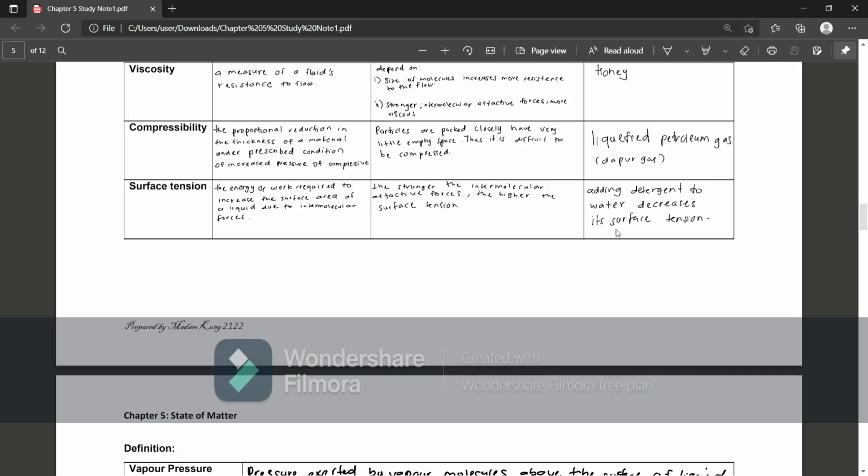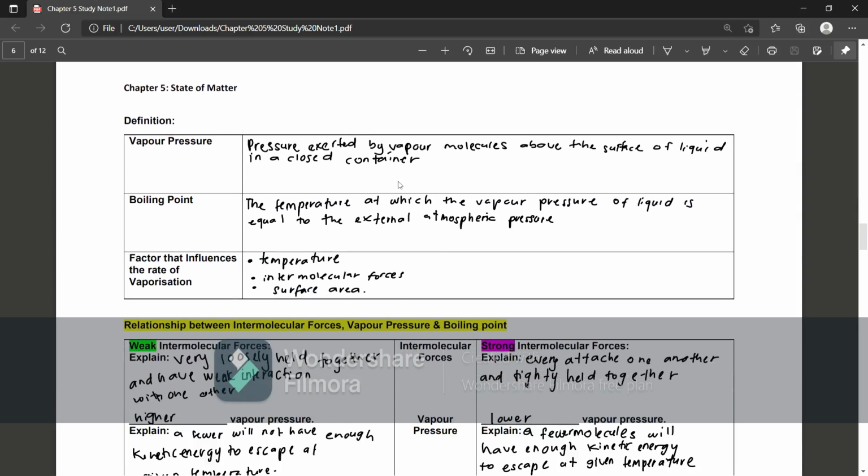Definition for vapor pressure: pressure exerted by vapor molecules above the surface of a liquid in a closed container. For boiling point: the temperature at which the vapor pressure of a liquid is equal to the external atmospheric pressure. Factors that influence the rate of evaporation: temperature, intermolecular forces, and surface area.